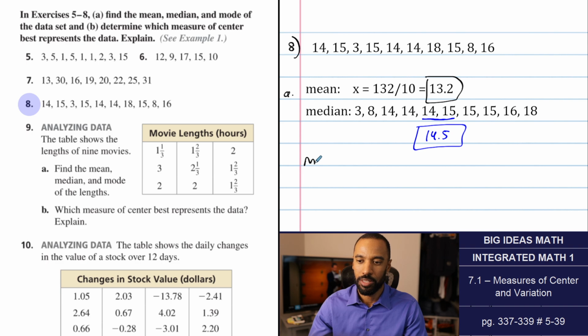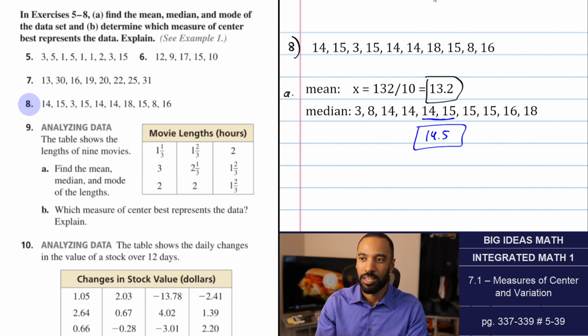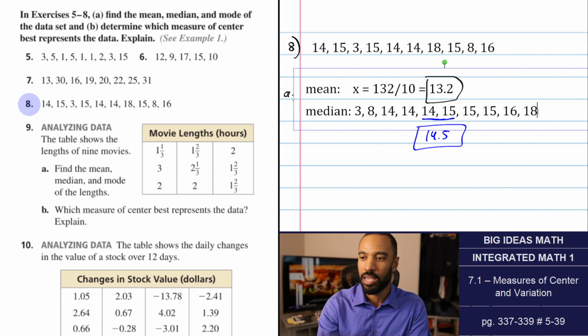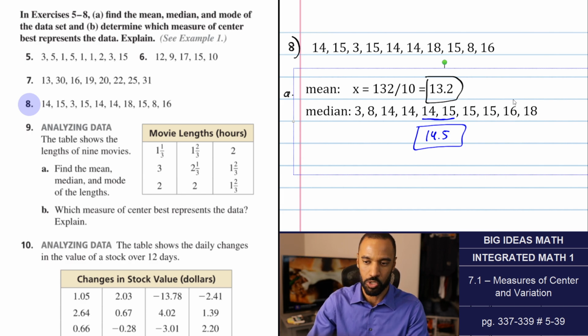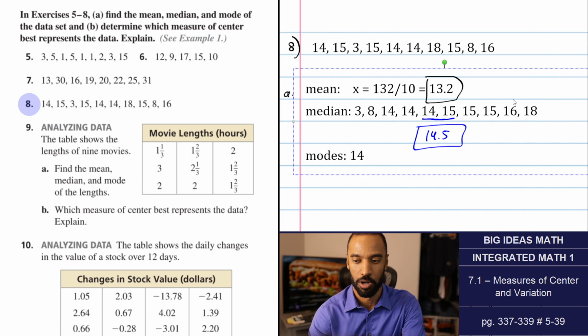The mode, this is almost what I thought we were at. The mode is which number occurs most frequently. 14 occurs 3 times and 15 occurs 3 times. There are modes. The modes are 14 and 15.